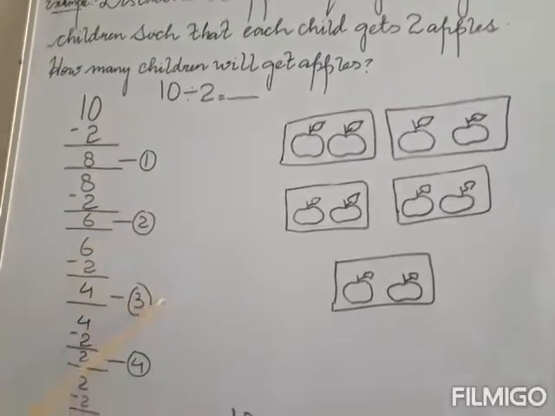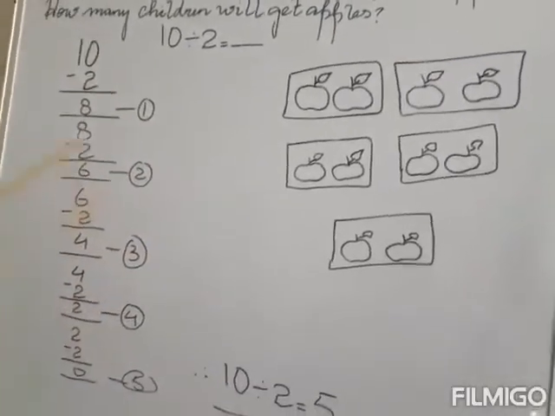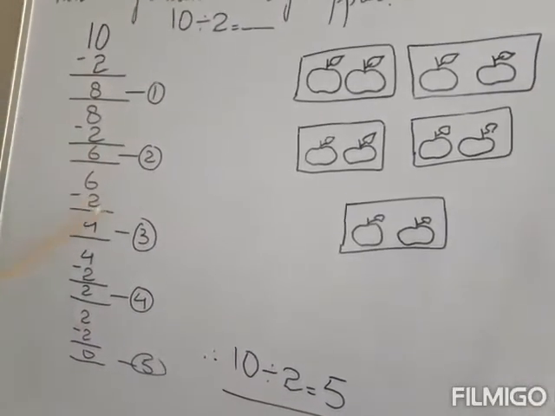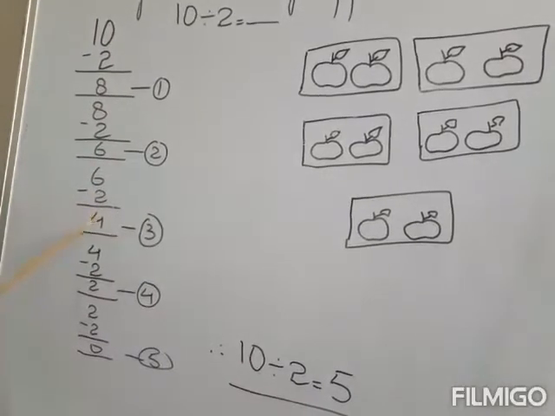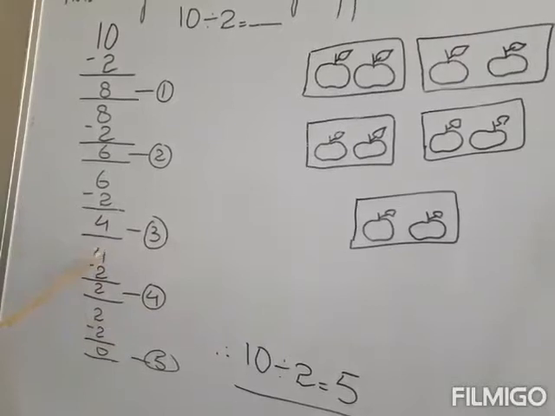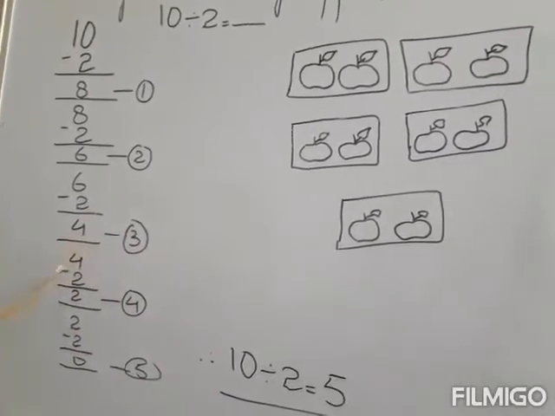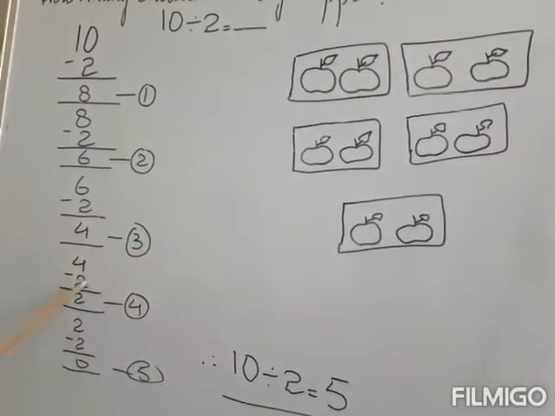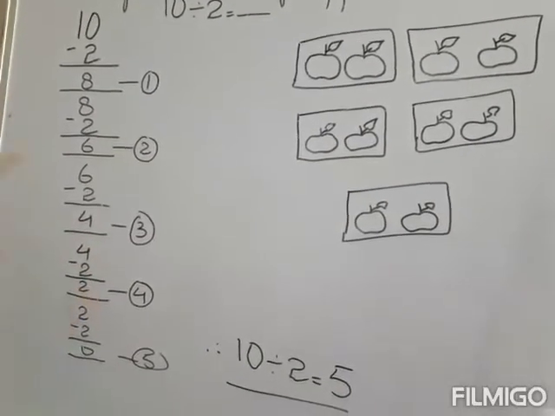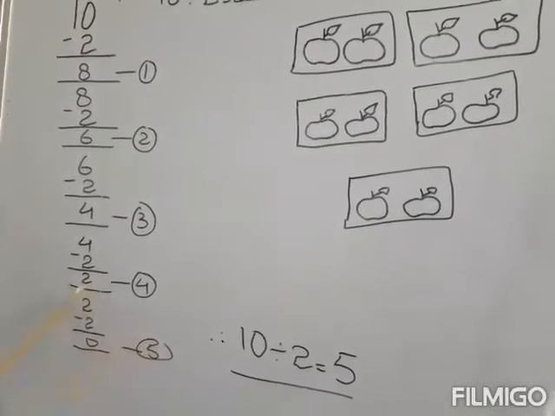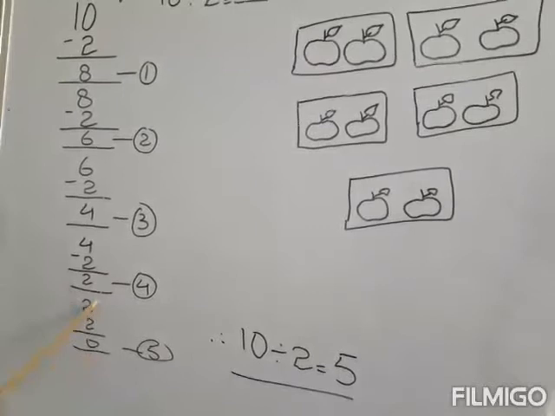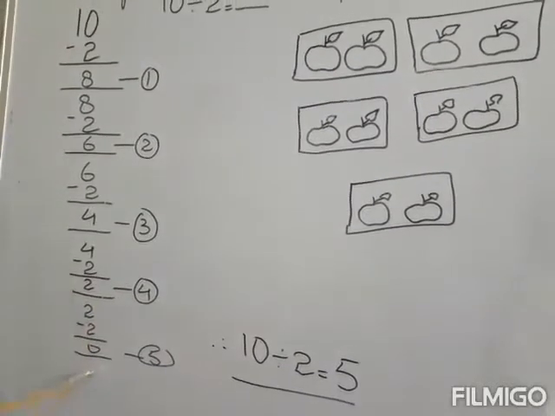Now our third step is from 6 apples you have to subtract 2 apples. Now 6 minus 2 is equal to 4. Now our fourth step is from 4 apples you have to subtract 2 apples. 4 minus 2 is equal to 2. And our fifth step is from 2 apples you have to subtract 2 apples. 2 minus 2 is equal to 0.